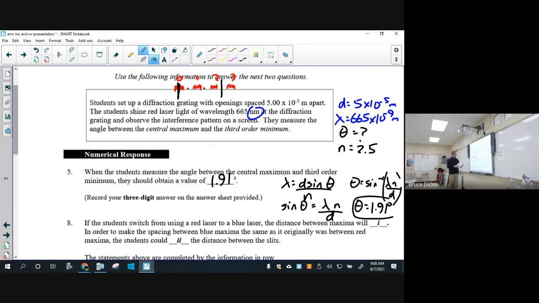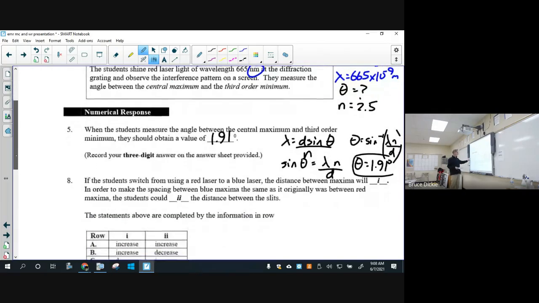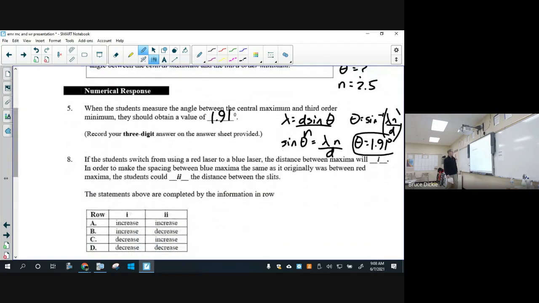Multiple choice number 8, tricky question here, I thought. This is one of those relationships again. It says, if the students switch from using a red laser to blue laser, remember what we're doing here. When we're going from red laser to blue laser, we are increasing the frequency. If we're increasing the frequency, we're decreasing the wavelength. So let's look at that. We're decreasing the wavelength. What's going to happen to the distance between the maxima?